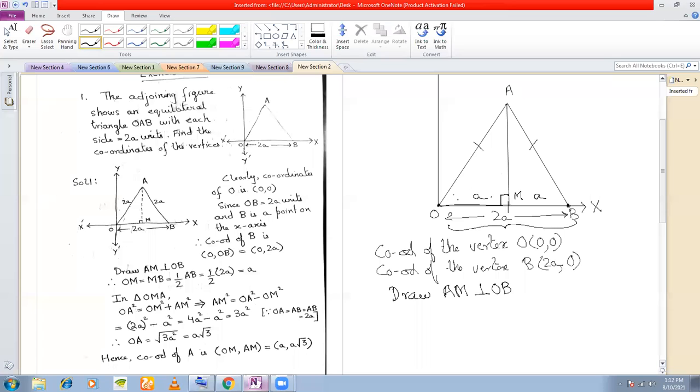So in order to reach A, what distance are you moving? From O, you are starting and you are moving a units. So what is the x coordinate of this? The x coordinate of this is clearly a. You agree? Yes, sir. So you write: x coordinate of A is a. The x coordinate of A is equal to a.